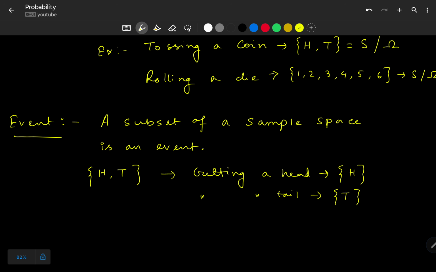So these are examples of an event. And we denote an event by any letter. Let us suppose here E equals getting a head, and suppose F equals getting a tail.